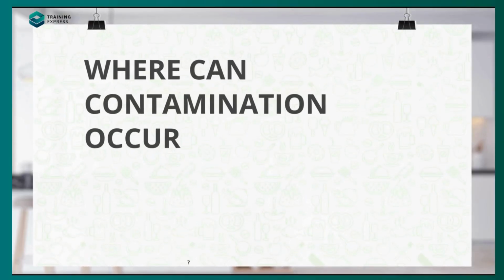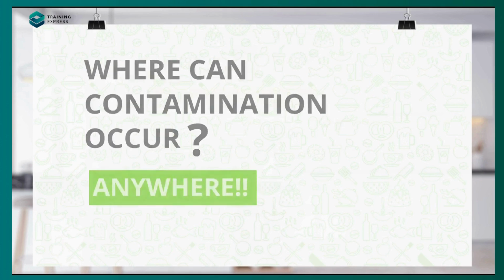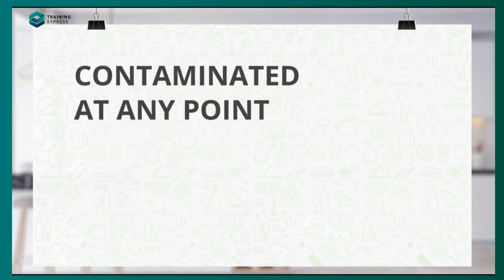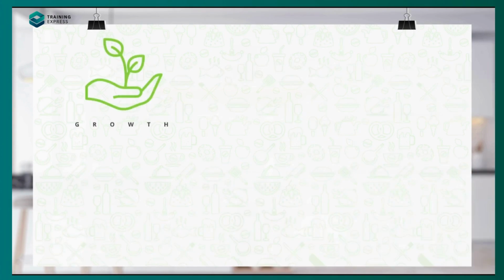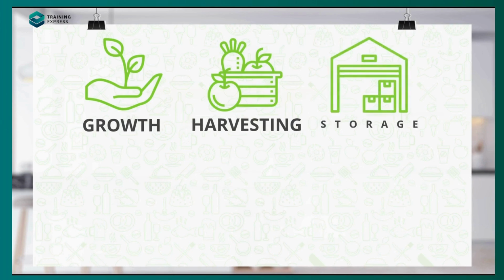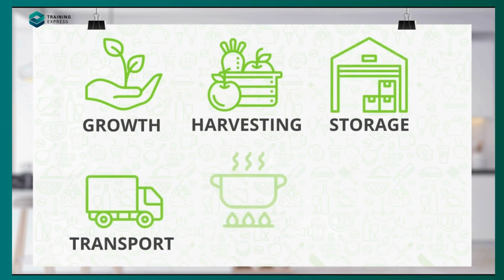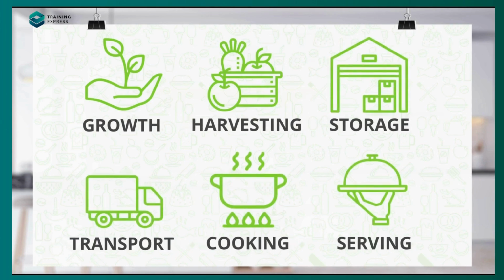Where can contamination occur? The answer: anywhere. Food can get contaminated at any point in its journey from the farm to the plate. So, starting from growth, harvesting, storage, transport, cooking and serving, at every point, food can get contaminated. Though contamination can occur from the source, more frequently we see it occur by cross-contamination.